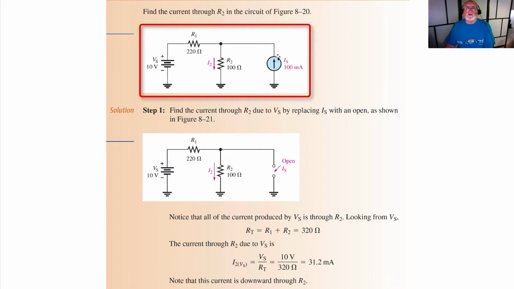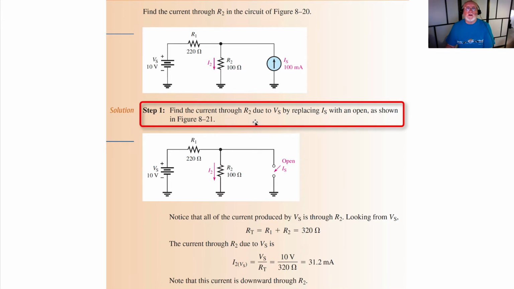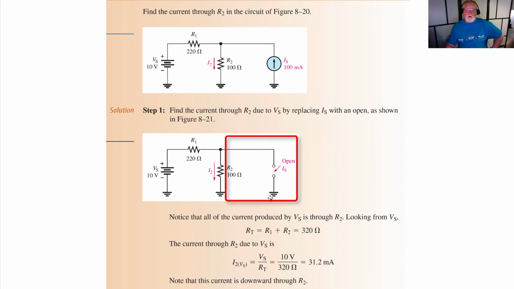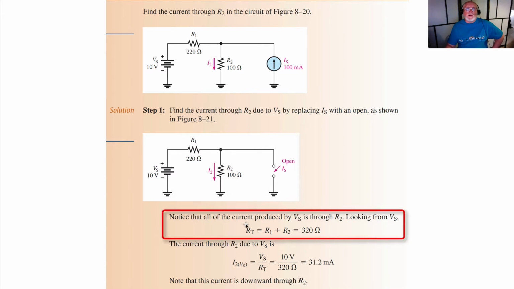So we've got a current source on the right and a voltage source on the left. We're going to find the current through R2 due to voltage source 1 first, by replacing the current source with an open. When we do that, again, that kills any current in this branch. So all we're left with is any current due to voltage source 1, or the 10 volt source. Notice that all the current through V source is through R2.